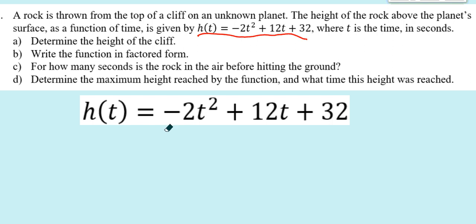So we need to determine the height of the cliff. We need to write the function in factored form. How many seconds is the rock in the air before hitting the ground, and maximum height stuff.